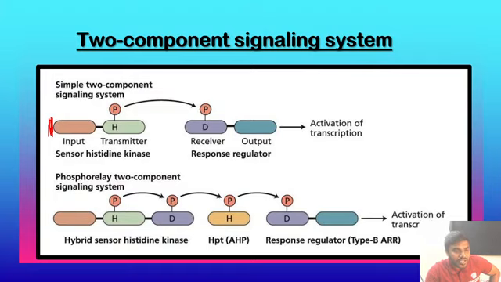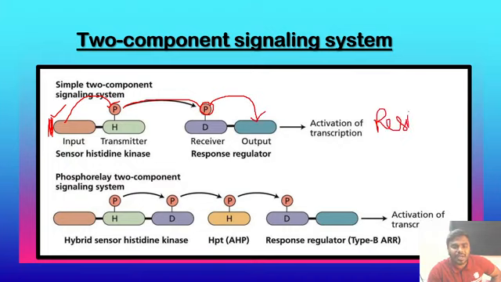When the cytokinin associates with the input, we have to show the response of cytokinin. For that, the information will pass from input to the transmitter. How is the information passing from input to the transmitter? Via phosphorylation. From the transmitter, the information reaches the receiver. Finally, the receiver sends the information to the output. That output ultimately shows the response of this particular ligand or hormone, cytokinin. This is what I call the simple 2-component signaling system.